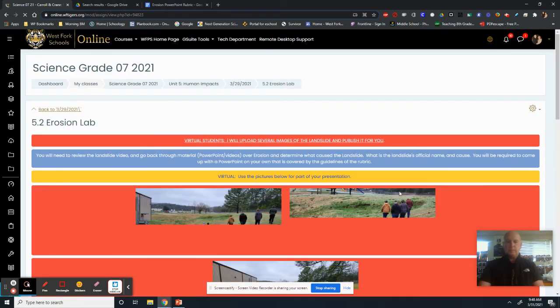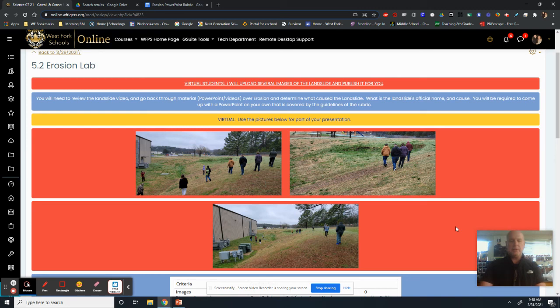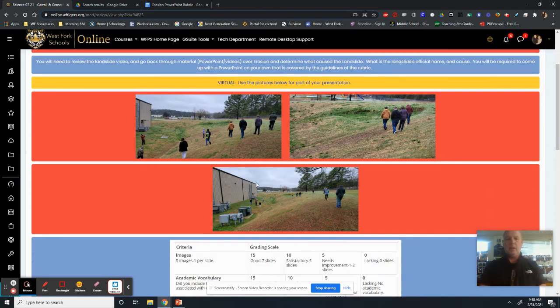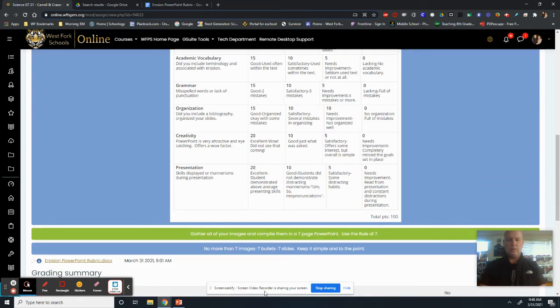So take these images right here, or come up to school and take your own images of it and put those into your presentation where you think it occurred. Did it happen in glacier? Did it happen in shoreline, beach? That's the one I forgot. Did it happen in wind, water, or chemical? You decide. And then realize that there is a rubric right here. This is what I'm going to be grading your assignment off of.